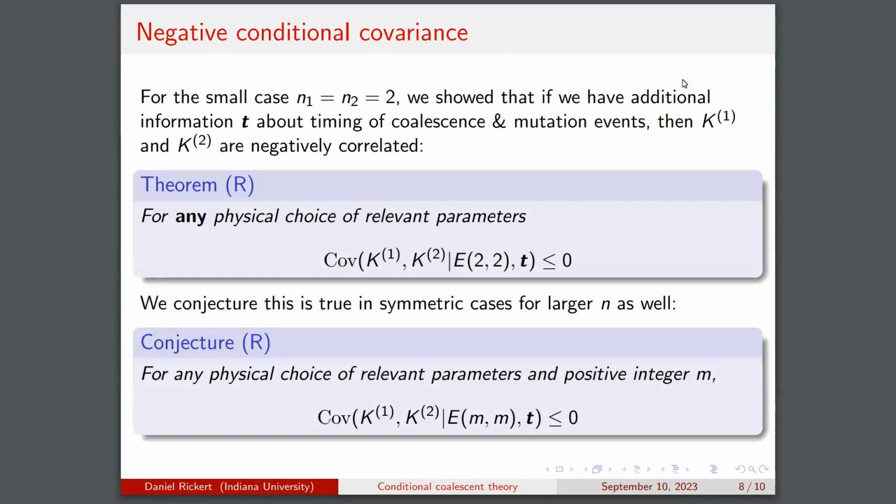For instance, it appears that in at least some symmetrical cases, say conditional on having the same number of type 1 and type 2 genes in the population, and if we have some additional information about the timing of coalescence and mutation events, then K1, K2 are negatively correlated, regardless of how the population size is changing in time and the mutation rate.